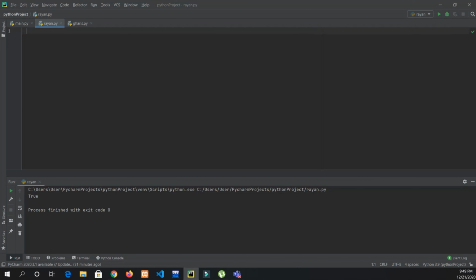Is this subtraction? No, this is basically comparison.